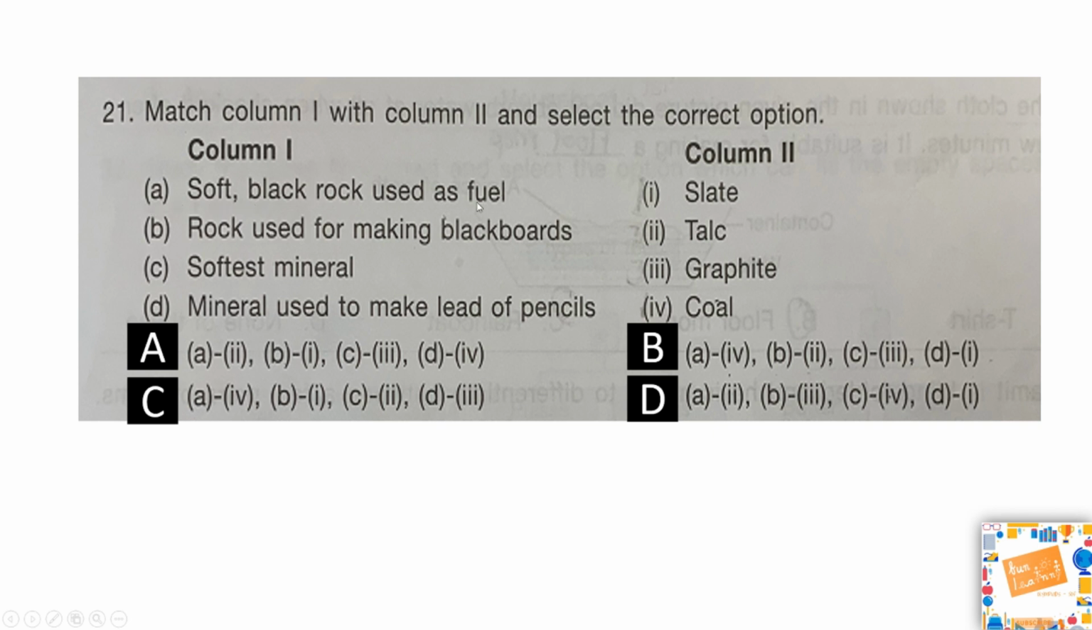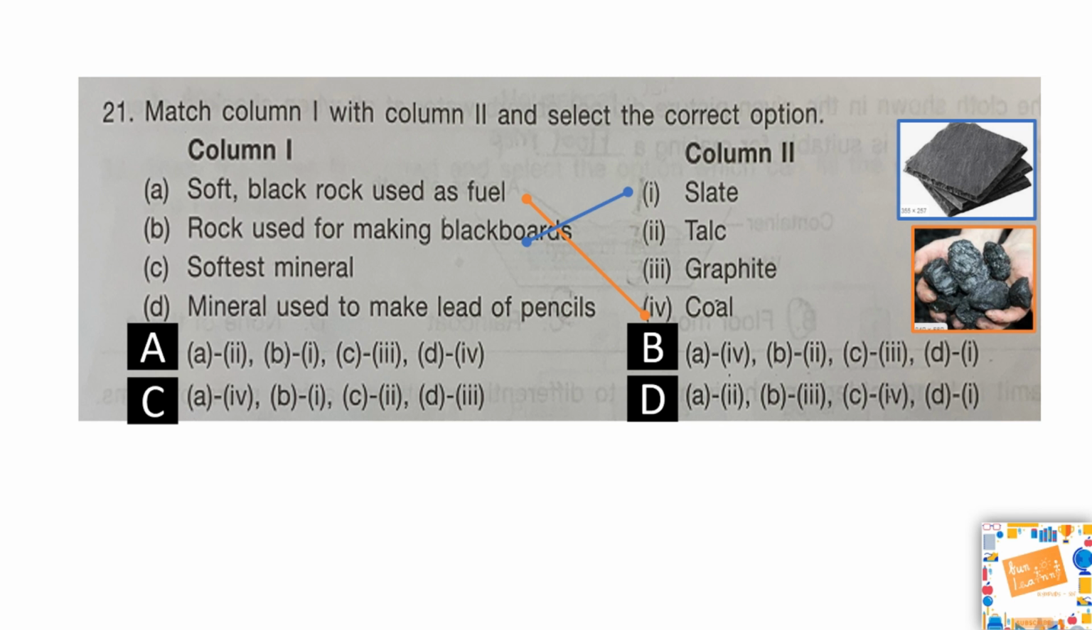Soft black rock used as fuel. Well, amongst all of this, it's coal which is used as fuel. So that is my first match. Rock used for making blackboards. It is slate, because you also know there's a black slate as kids that we used to write with chalk on. The softest material, well, I don't know, but I know one thing, that the last option, minerals used to make lead of pencils, is graphite. So if I know these three, I can get my right option, that is option C, which has these matches. And definitely the remaining softest mineral would be talc.